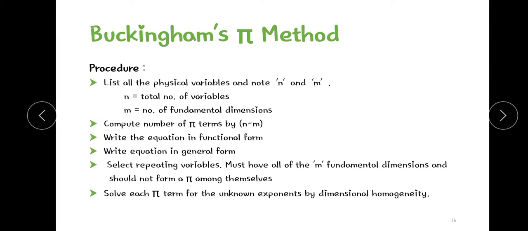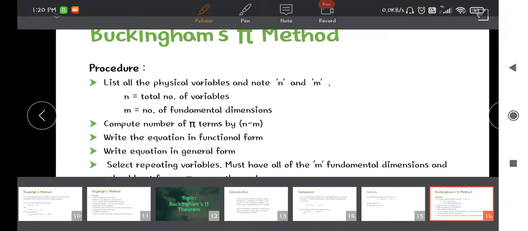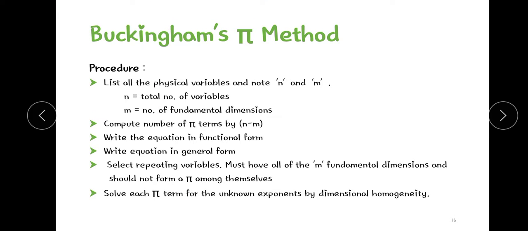The procedure of Buckingham's pi method. The first point is to list all the physical variables and note n and m, where n is the total number of variables and m is the number of fundamental dimensions. Second, compute the number of pi terms by n minus m. Thereafter, write the equation in functional form, and after that write the equation in general form.